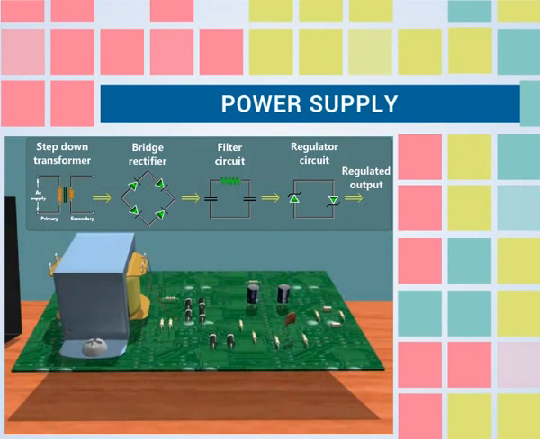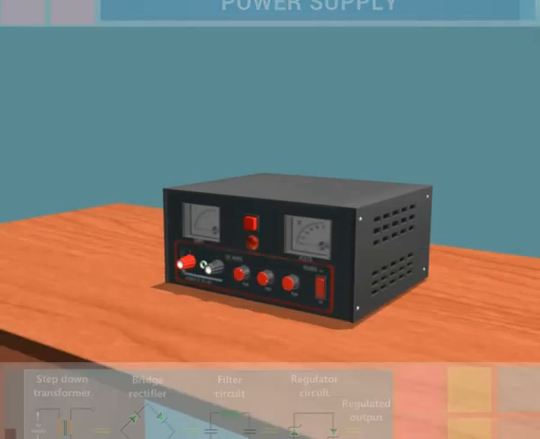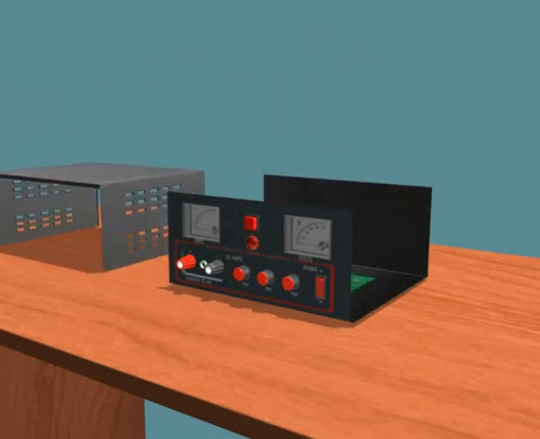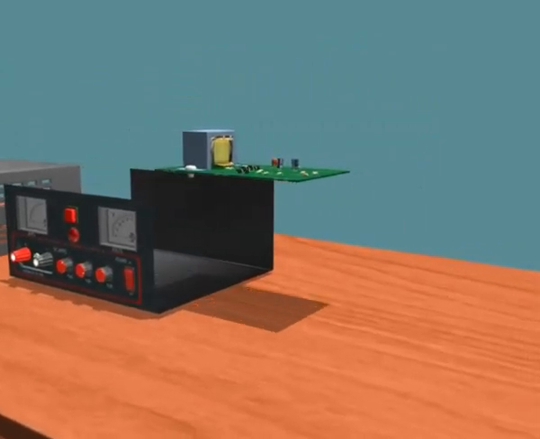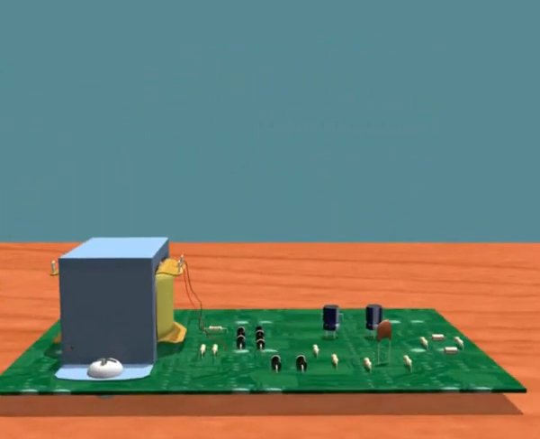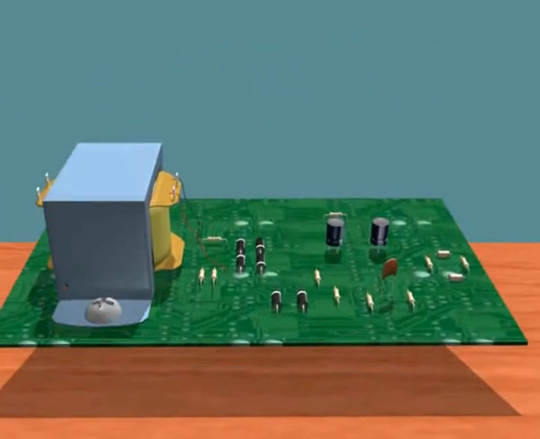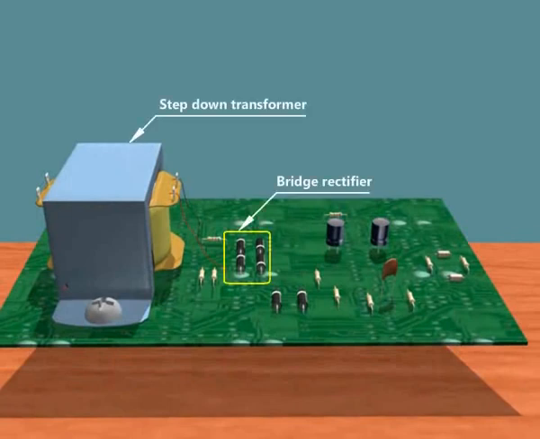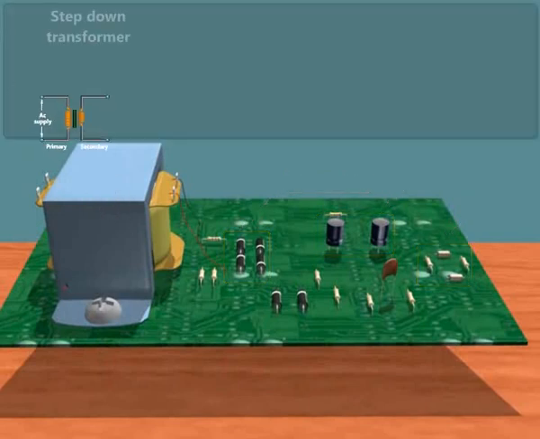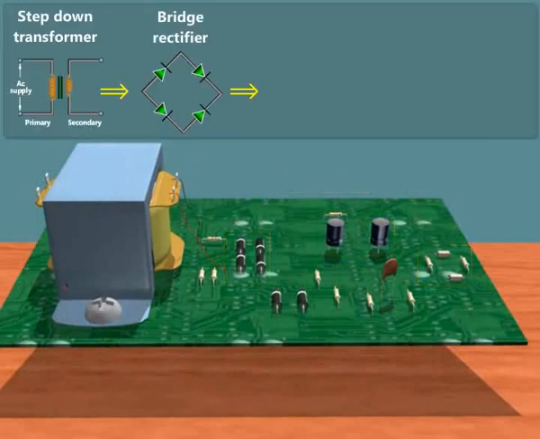Power supply. In this video, we are going to see the internal functional blocks of power supply. Circuit board of power supply. Step-down transformer, bridge rectifier, filter, regulator. The operation of the power supply by its internal circuit is shown.